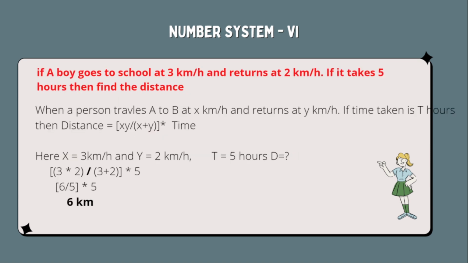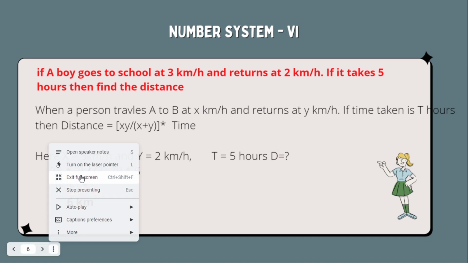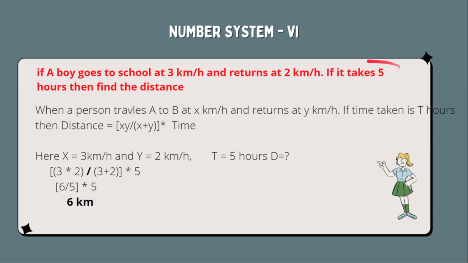First question: a boy goes to school at 3 km per hour and returns at 2 km per hour. If it takes 5 hours, then find the distance. x is given as 3 km per hour, y is given as 2 km per hour, and total time taken is 5 hours. All the units are the same, kilometer per hour, and even time is in hours. So the formula is x into y into t divided by x plus y, or x into y divided by x plus y into time.